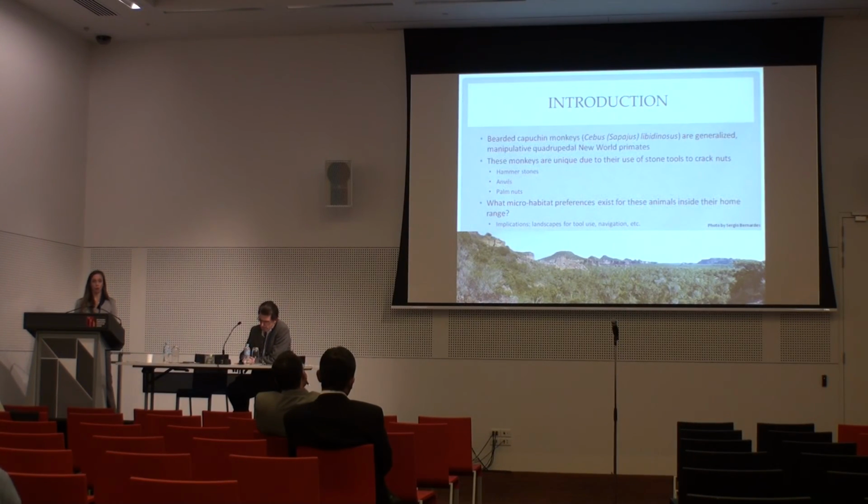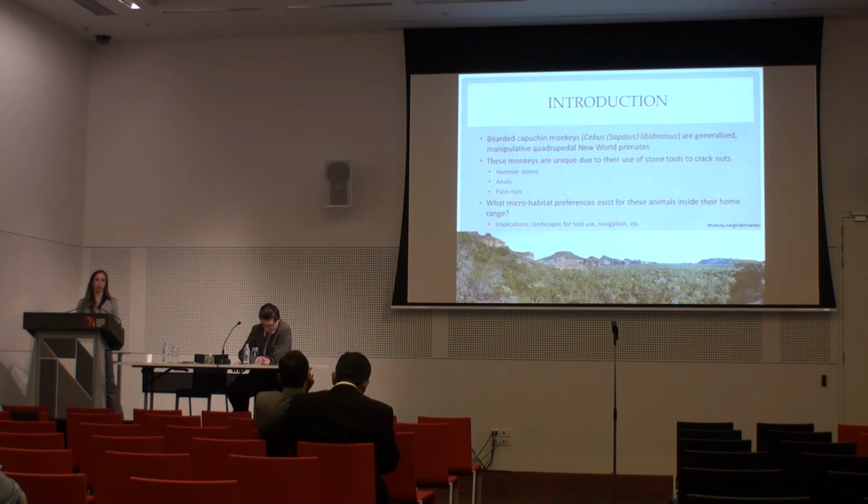They use hammerstones, anvils, and they use those two elements to crack open palm nuts to get the very nutritious meat out of the inside of those nuts. We have some questions about their behavior that we can answer in a spatial way. One of those questions is, what are their microhabitat preferences? Within their home range, what types of environmental characteristics do they prefer to move through? And that question has implications for their behavior and understanding their intelligence.